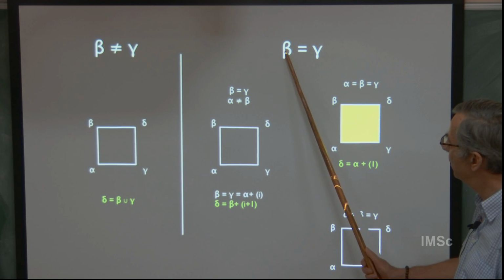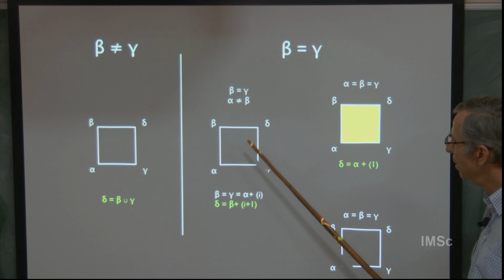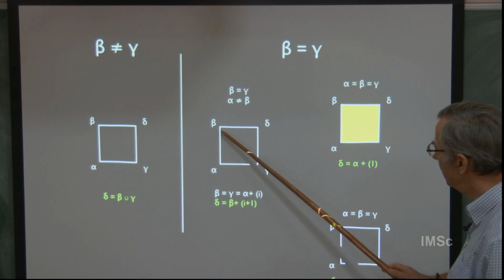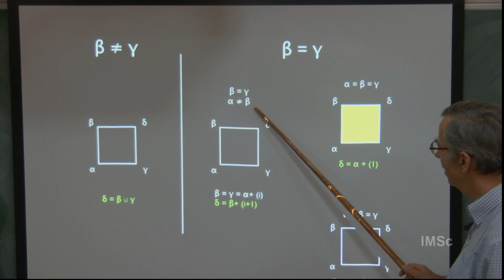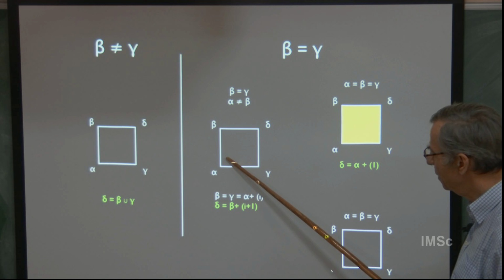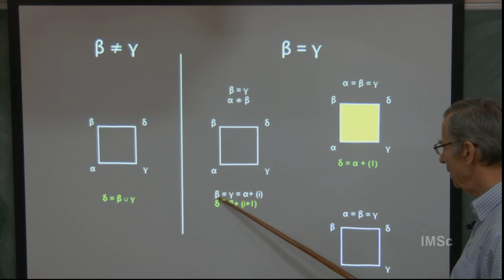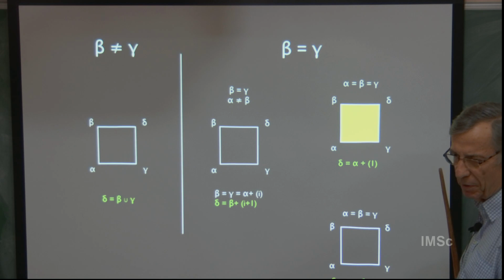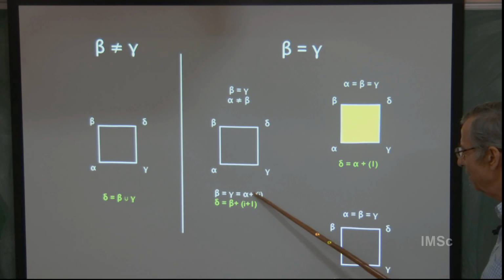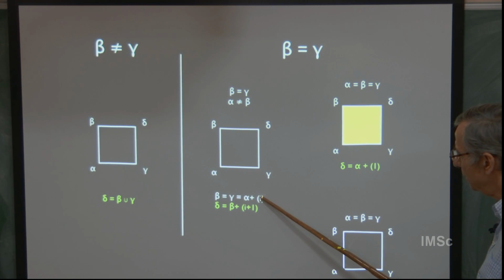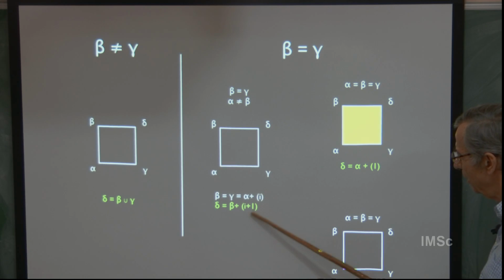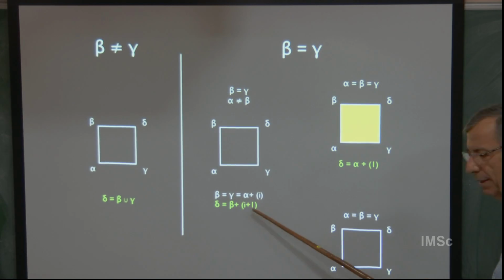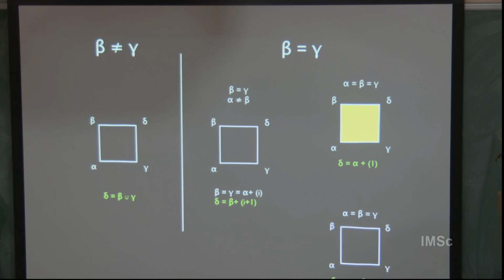Second case, if beta equals gamma, then there are 3 subcases. So if beta equals gamma and alpha is different from beta, this means in fact that beta is obtained from alpha by adding a cell at level i. I suppose that between alpha and beta there is just a difference of 1 cell. Beta is obtained from alpha by adding a cell at level i, and beta equals gamma. Then delta is obtained from beta by adding a cell at level i plus 1.